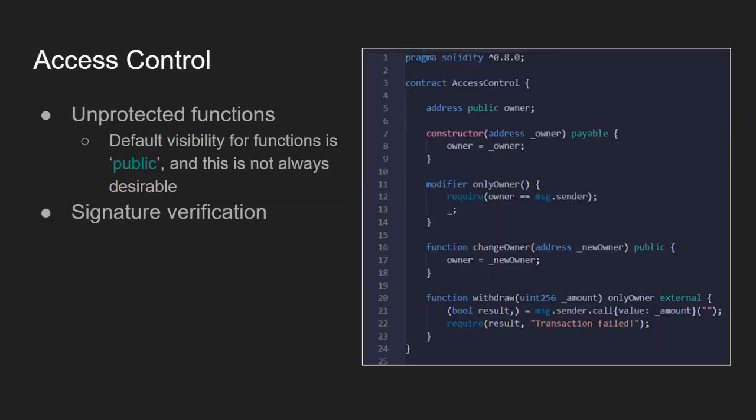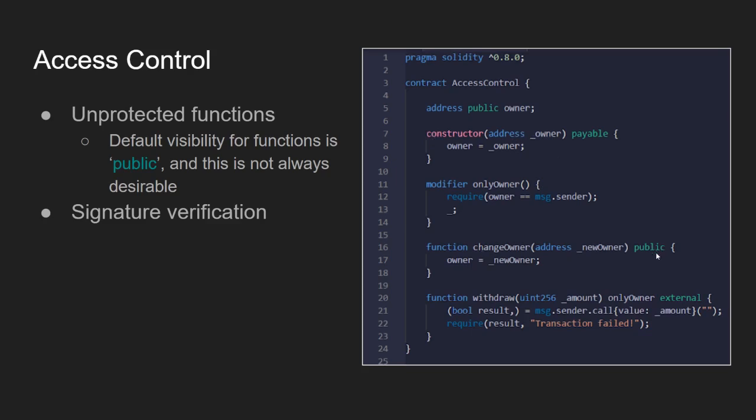Access control. So by default, functions' visibility is set to public, which is not always desirable. So this is something I coded up in Remix real quick. So you could add funds to this contract if you were the owner and then withdraw it later. You could treat it like a vault or a wallet. And when you initially deploy it in the beginning, it'll set you to the owner, assuming you put your wallet address in here. But the problem is the change owner function is public.